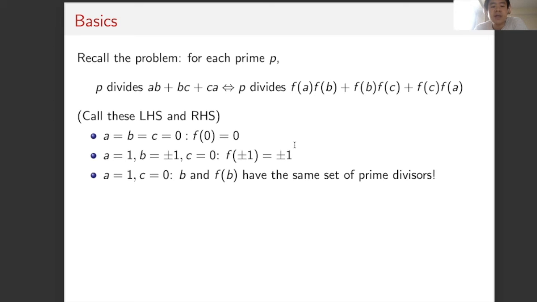And finally, if you substitute A equals 1, B equals anything, C equals 0, then the left-hand side is just B, and the right-hand side is F(1) times F(B). And therefore, we see that B and F(B) must have the same set of prime divisors as well. Now, what's next?